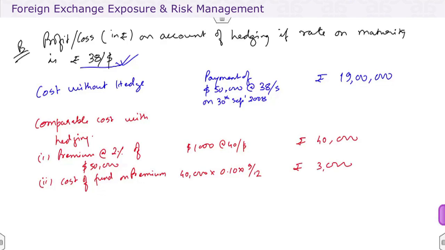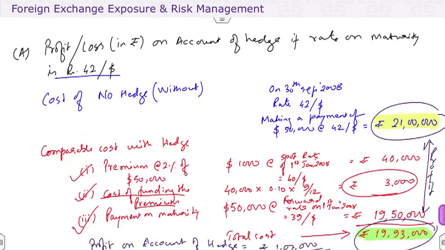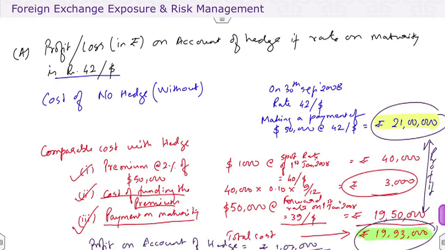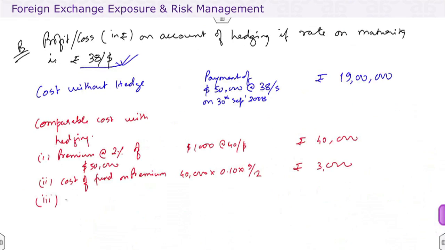Where it gets different is the third stage. Okay, if you see the earlier A part, the payment on maturity is at the rate that you have entered into when you enter into a forward contract. So here you enter into a forward contract at 39, so that is what would be applicable to you. Okay, so the payment on maturity would be at the rate of 39 to a dollar, your forward rate.